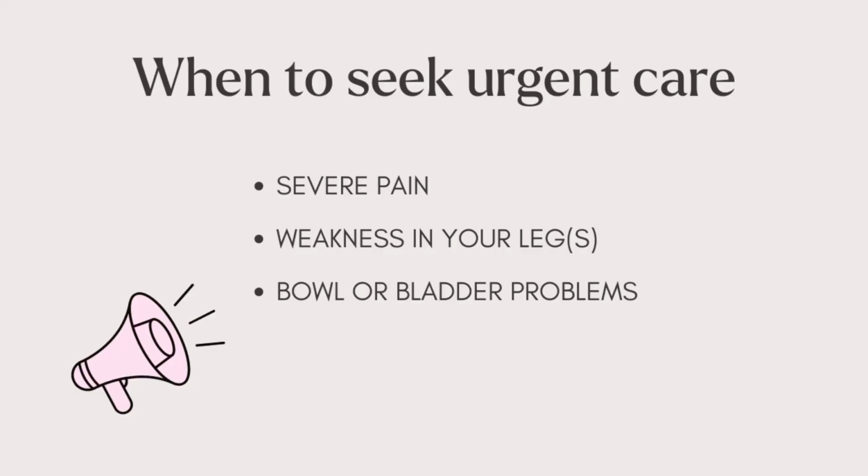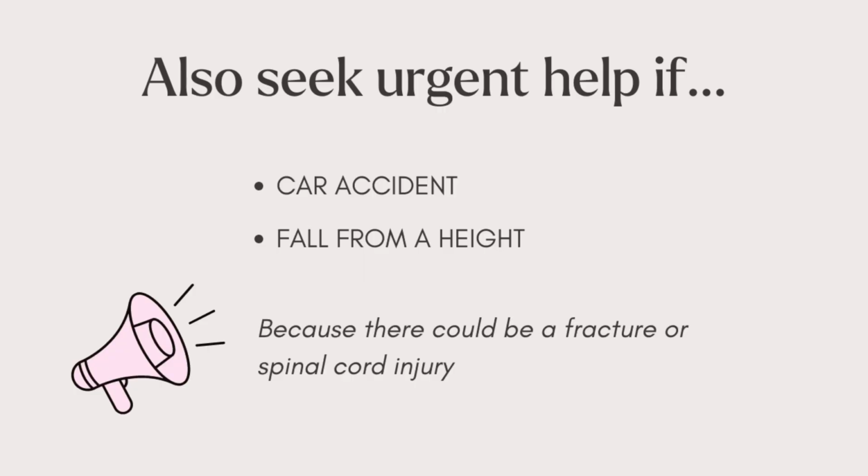If you have the following symptoms like severe pain, weakness in your leg where you don't have strength to stand on that leg, bowel or bladder problems such as incontinence, or if you have the urge to pee but you can't actually pee and nothing comes out, then you need to go to the hospital emergency department straight away, or at the very least see your GP because your spinal cord may be affected. Likewise, if your sciatica pain started after a traumatic injury like a car accident or a fall from a height, you may have a spinal injury that needs urgent attention because there could be a fracture or you could have pressure on your spinal cord.